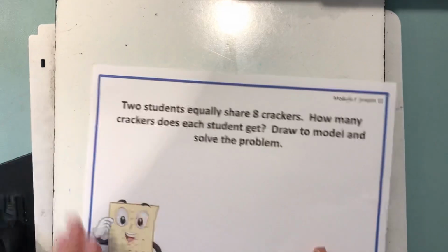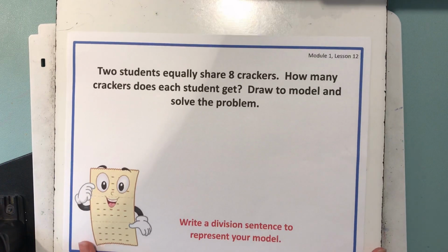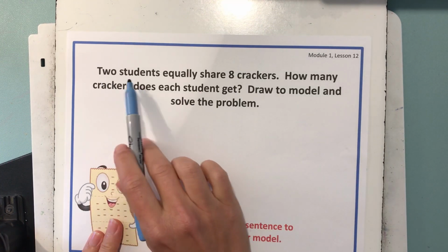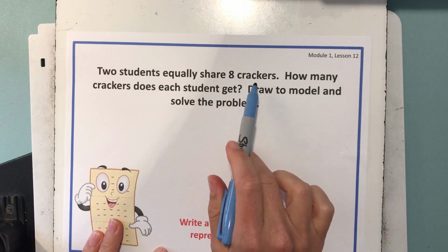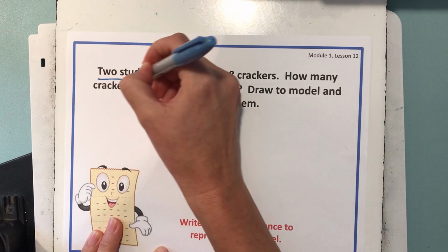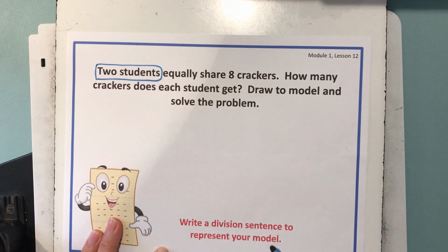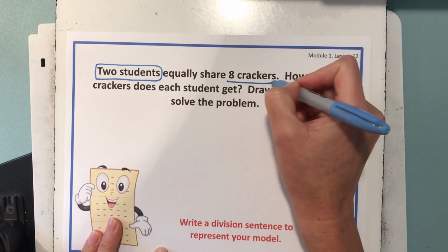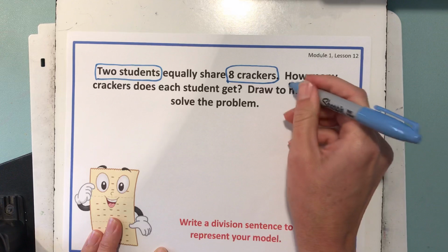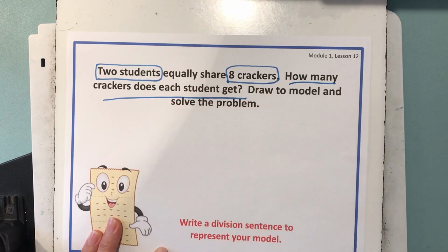Okay. Moving on to some word problems that are going to deal with twos. I want you to watch this one. This is where I do, you watch, and then I'm going to have you guys practice one with me. Okay. 2 students equally share 8 crackers. Ooh, there's the important numbers here. 2 students, right? And what's the other important number? 8 crackers. So they share 8 crackers. How many crackers does each student get?